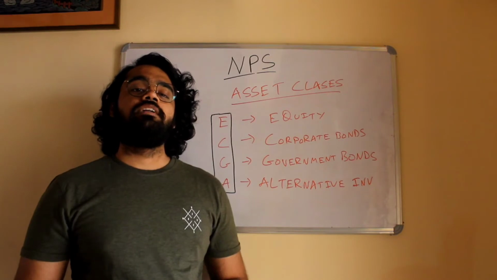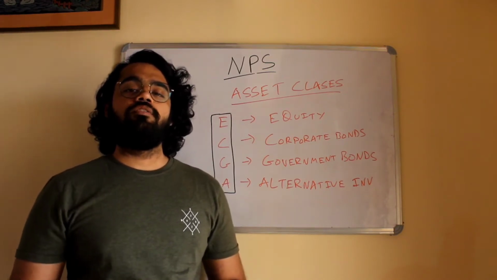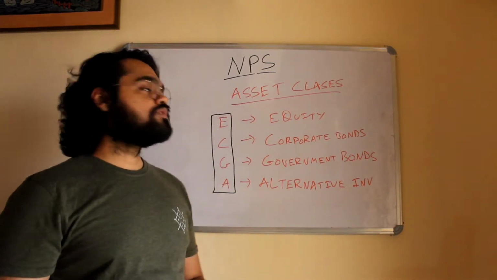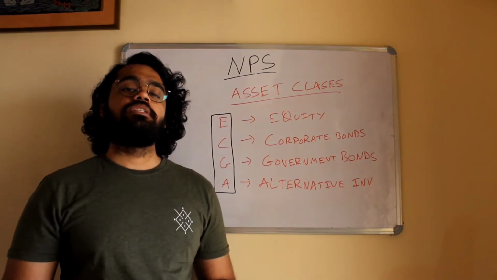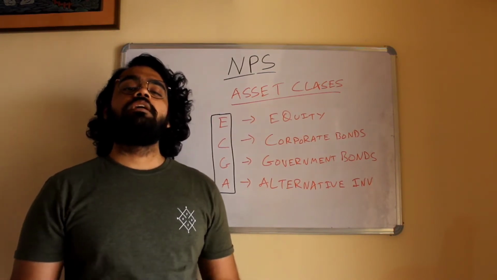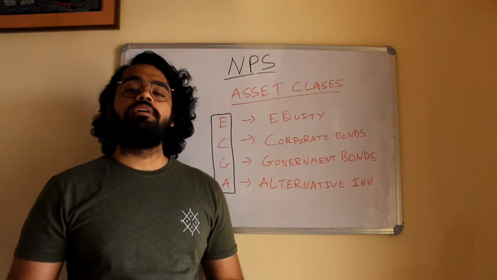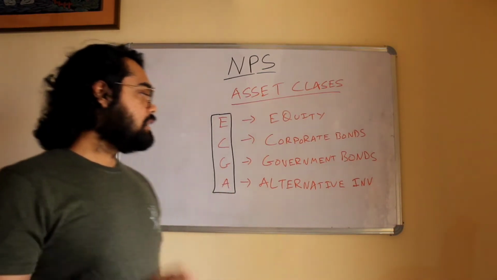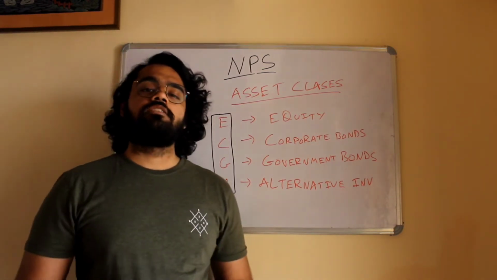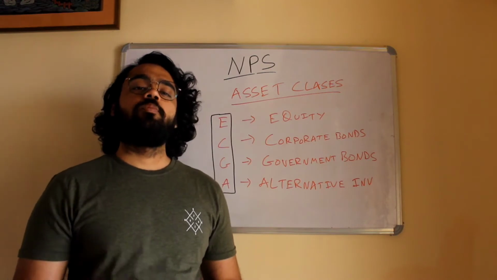NPS divides its asset classes into broadly four categories. The very first one is asset class E, which is equity. Equity is nothing but the equity shares of different companies listed in the market. The second asset class is asset class C, which is corporate bonds.